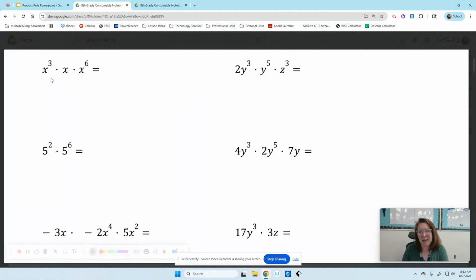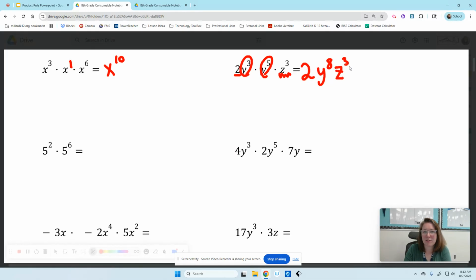X to the 3, I'm just gonna go ahead and start giving you some answers because this video is already really long. So 3 plus 1 plus 6, 3 plus 1 is 4 plus 6, that's x to the 10. 2 does not have an exponent, so it just stays put. Now y to the 3rd and y to the 5th, they're both y's, so I can add 3 plus 5, that's y to the 8. And then z has nothing else, it's a loner, so it's just by itself. So sometimes it ends up like this, where we can simplify some of it, but not all of it.